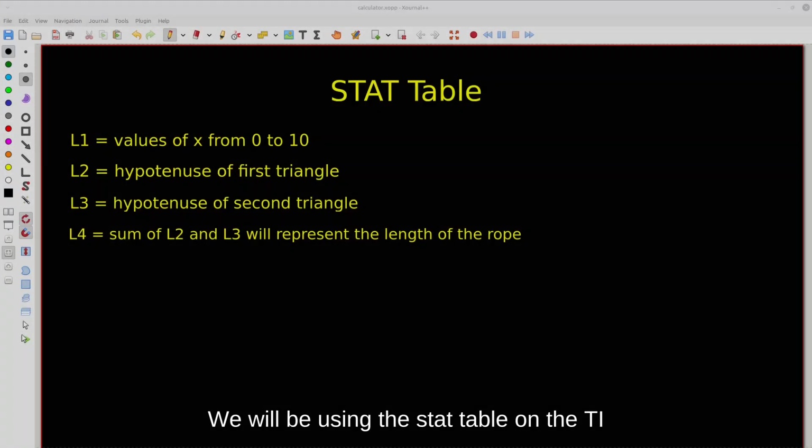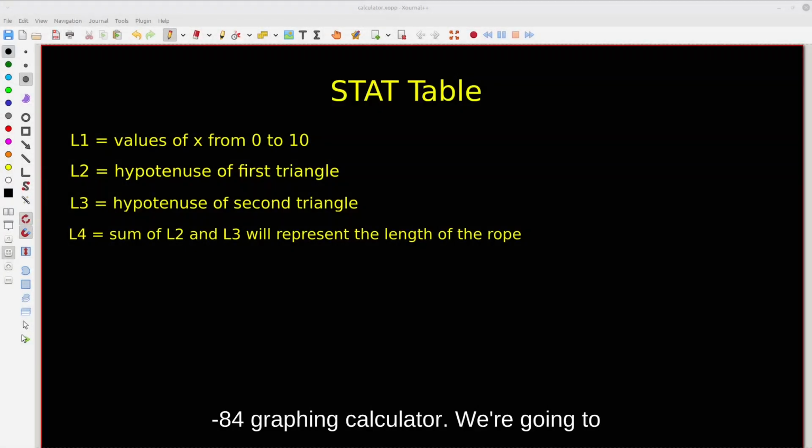We will be using the stat table on the TI-84 graphing calculator. We're going to assign L1 the values of x from 0 to 10. L2 will be the hypotenuse of the first triangle. L3 will be the hypotenuse of the second triangle. And L4 will be the sum of L2 and L3, which will represent the length of the rope.